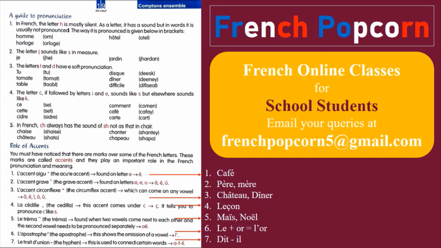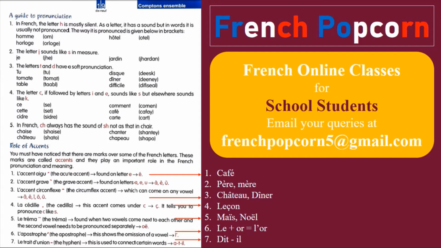Now here one example is given. Café. The accent aigu we can find on letter E, and that is the reason this word is giving the sound of A and it is pronounced like café.